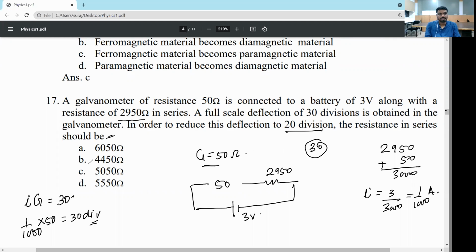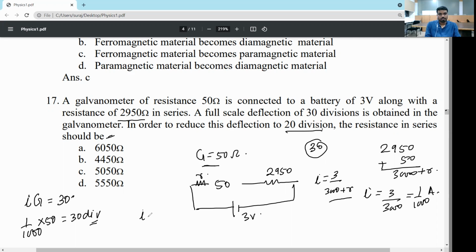The resistance in series should be... So if I want 20 divisions, current should decrease. Let us say this is R resistance. If it is R resistance, the net resistance will be how much? It should be 300 plus R. So I will be 3 by 300 plus R. This is the current.